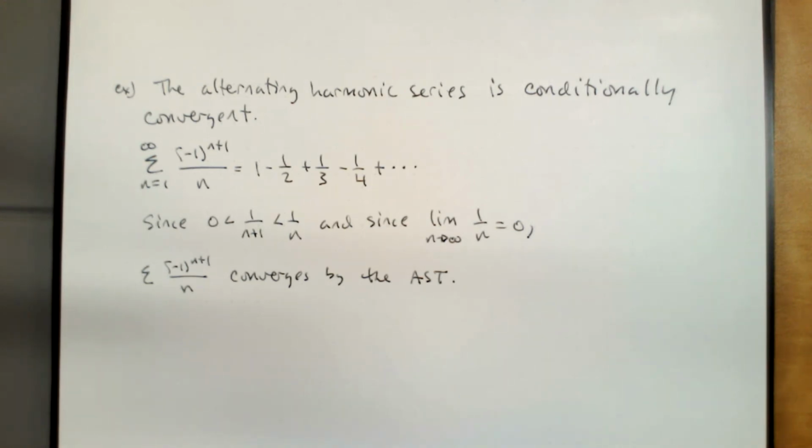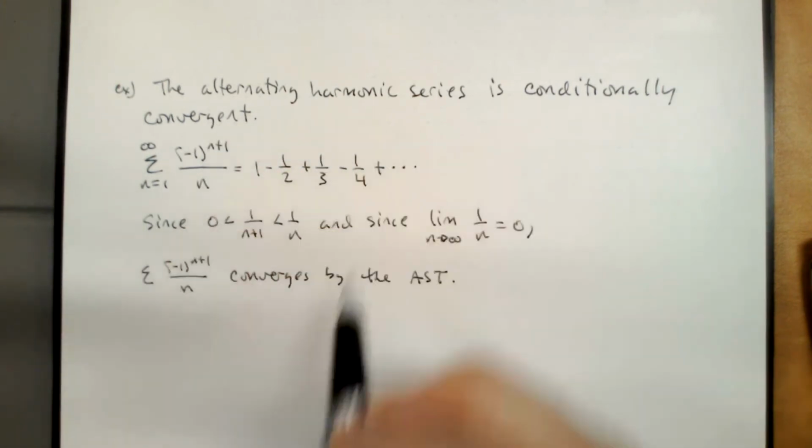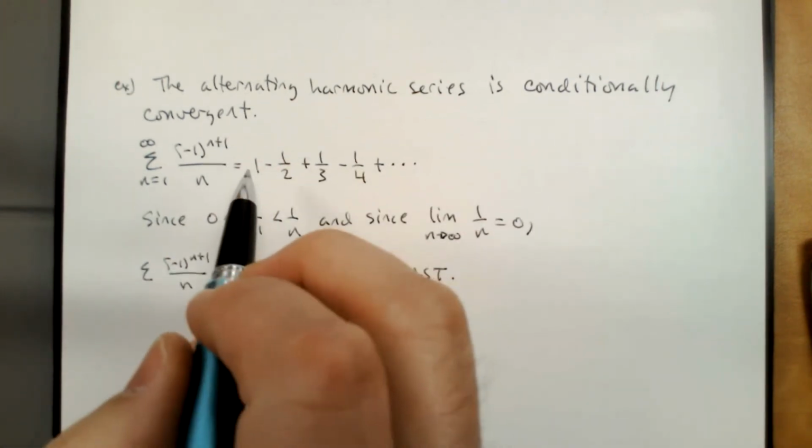If a series is alternating, we just need the terms to decrease to zero, which is really two things: the terms decrease and the terms decrease to zero. So the alternating harmonic series converges, but the absolute value of the terms, the regular harmonic series, diverges. So we've got convergence from the alternating series test, but we're not going to get absolute convergence.